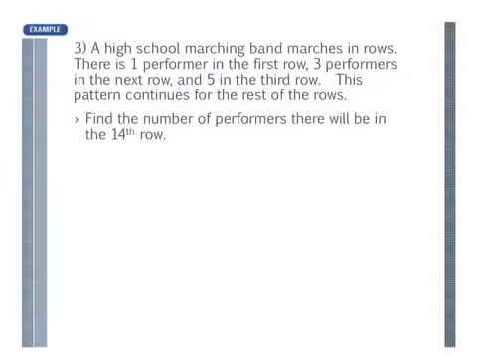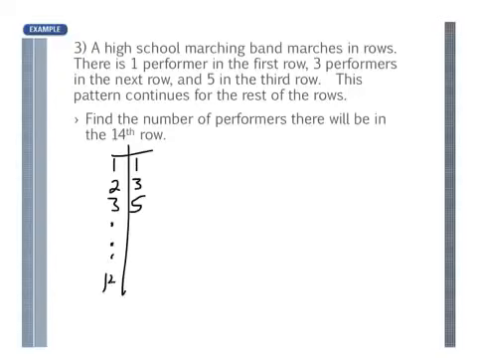Okay, in this example, after you read it, you'll see that we want to find the number of performers there will be in the 14th row. Again, I would find it useful to map it out. In the first row, we have 1 performer. In the second row, we have 3 performers. In the third row, we have 5. We want to know what's going to happen in the 14th row. How many performers are you going to have?